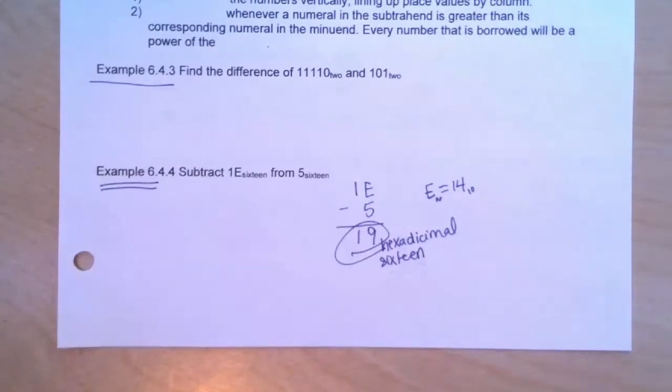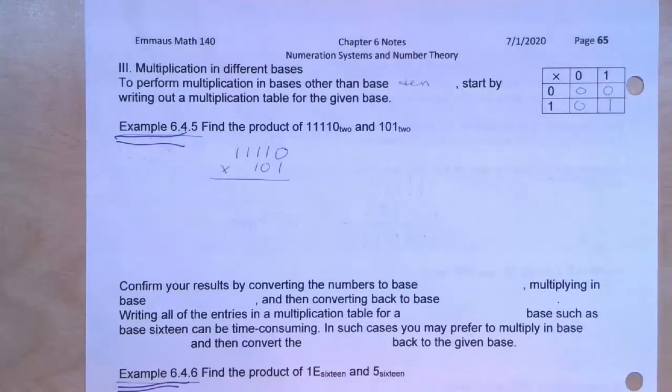And again, if we wanted to check it, we could convert both of these to their decimal equivalents, subtract, and then convert that number in base 10 back to hexadecimal. So now that we've looked at addition and subtraction, next we're going to look at multiplication. We're going to do an example of multiplication in both base 2 and base 16.